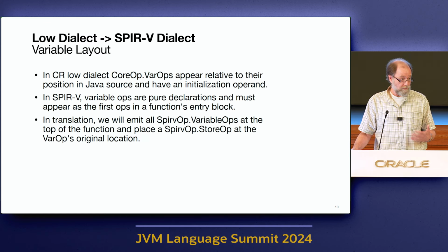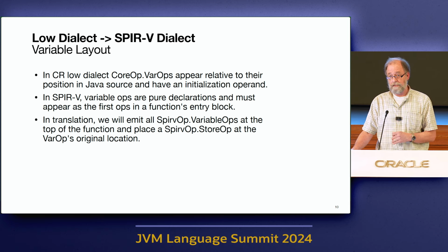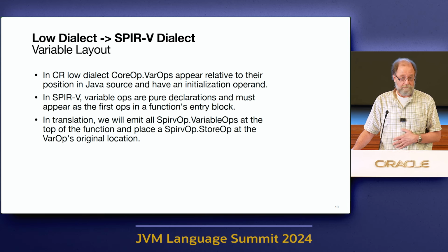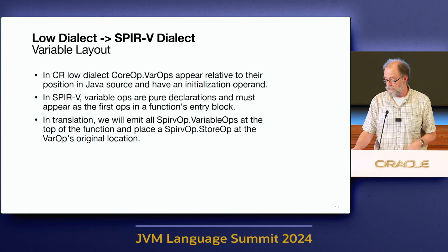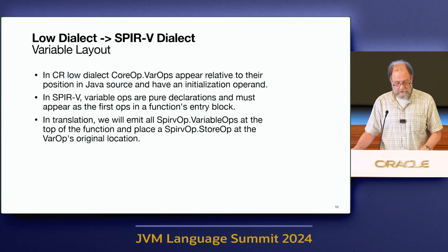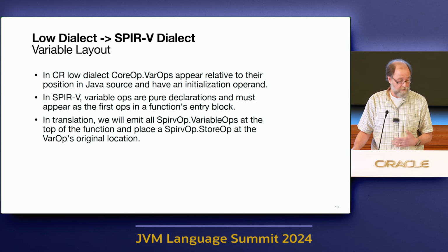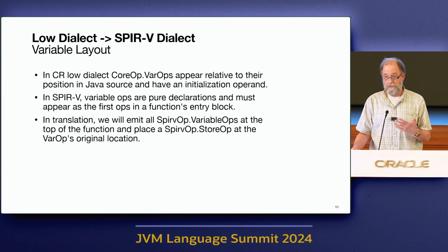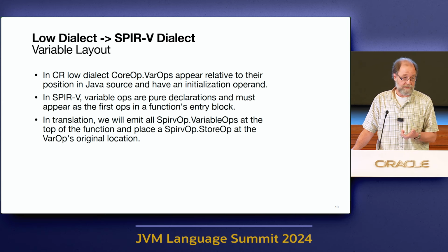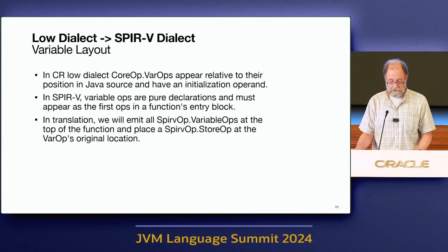So if that's all there was, we'd be done getting to the SPIR-V dialect representation. And most of the work was straightforward like that. There were a couple of structural things that didn't match between code reflection and SPIR-V. And I'll just walk through a couple of those that we're done now. The first one is a pre-step to the main translation, and the second is a post-step. In code reflection, variable ops are like you might think of a declaration and assignment in Java. They appear relative to their position in Java source, and they can have an initialization operand.